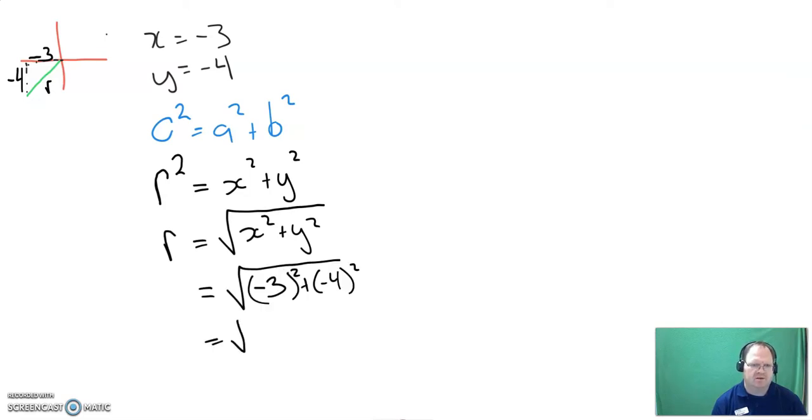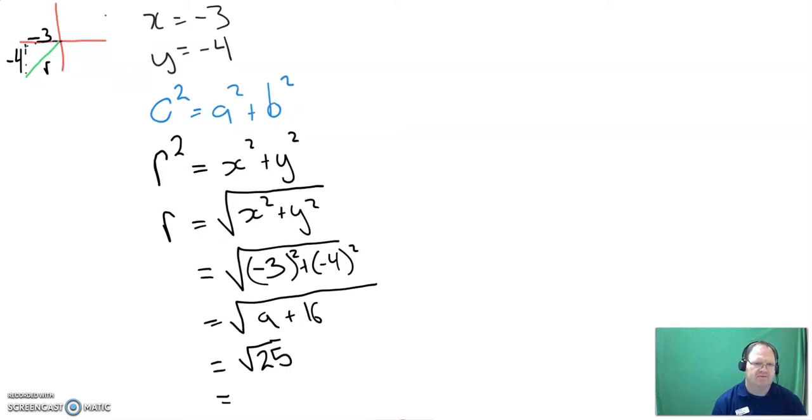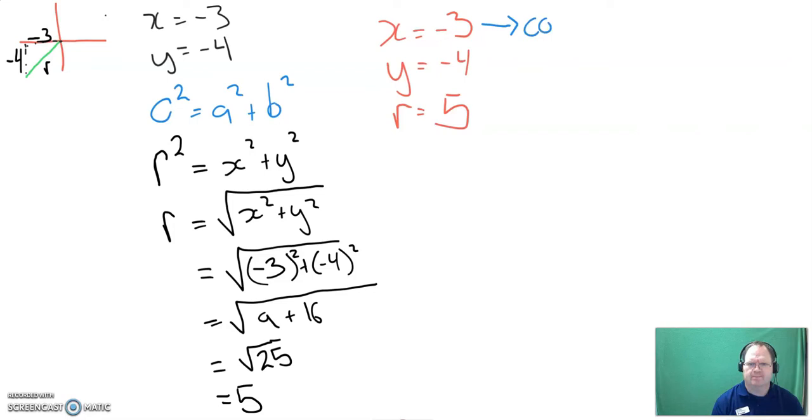So you substitute in the numbers, make sure you follow BEDMAS. So -3 squared is 9, -4 squared is 16, and that gives you the square root of 25, which just ends up being 5. So now we have our x as being -3, our y as being -4, and our r being 5. And if we think back a little bit, x, or the adjacent side, is usually associated with the cosine, and y, our opposite side, is usually associated with sine.